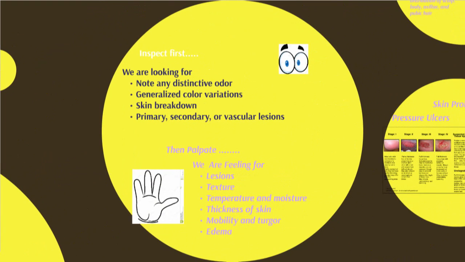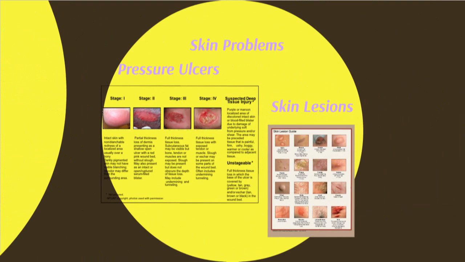Okay, when we are looking, we're going to be looking for any distinctive odor, color variation, skin breakdown, any lesions, and then we're going to palpate. Okay, we talked about inspection, what it's supposed to look like. Now we're going to palpate. We're going to feel for lesions, the texture, the temperature and moisture, thickness of the skin. Okay.